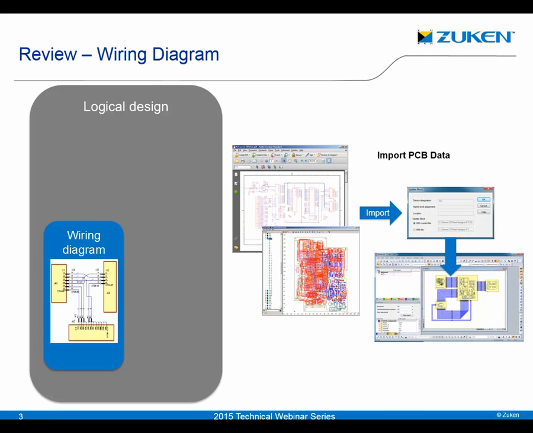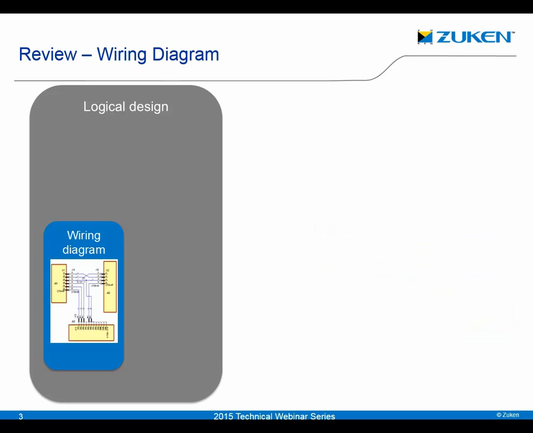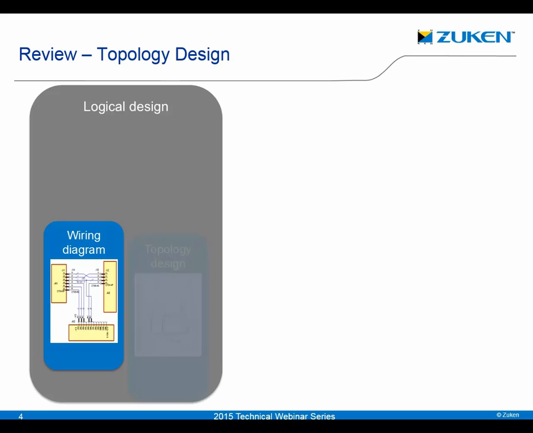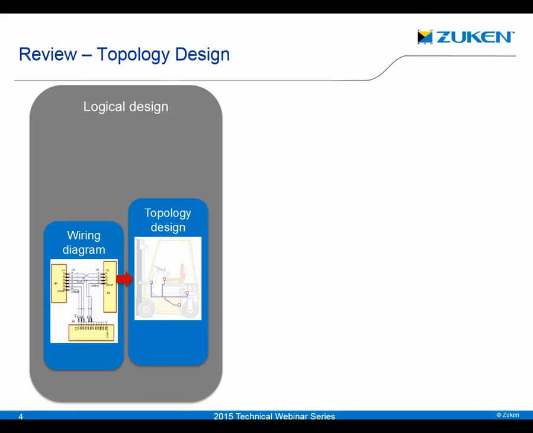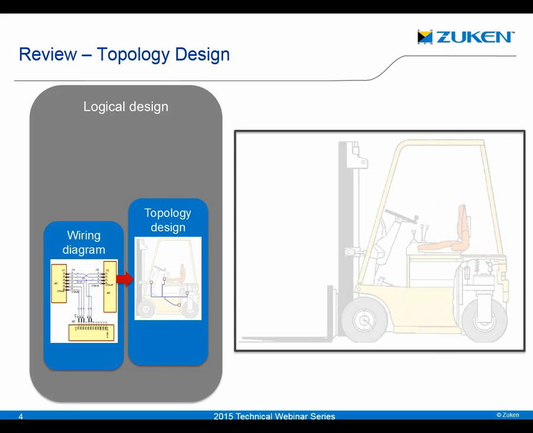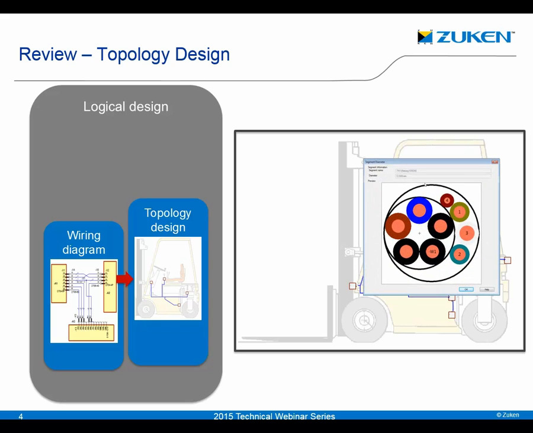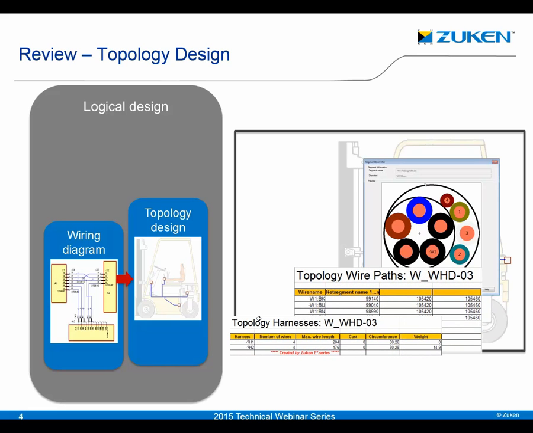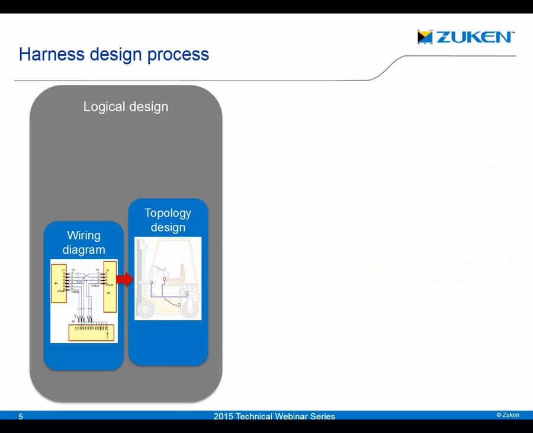We reused information from a PCB layout to speed up the design, and we have seen how electrical checks will increase the quality of the design at an early stage. We also talked about topology design as a part of the logical design process. We import a 2D graphic, define installation spaces, place components and define a routing path, and get information about cables, conductors, cores, and single wires in the segments, and also information about wire lengths, weight, and cost will help to evaluate and compare different concepts. Now let's go on with the harness design process.